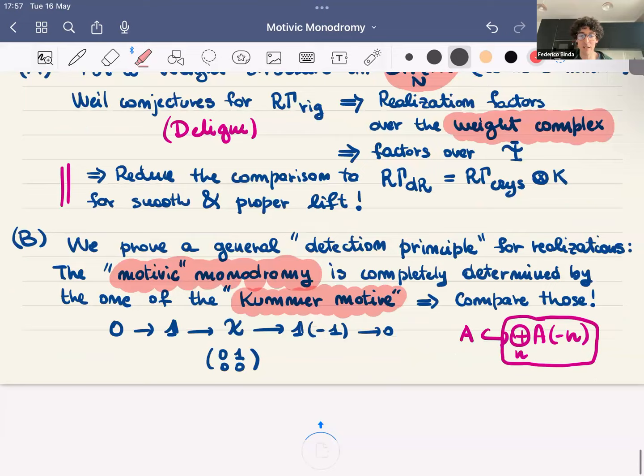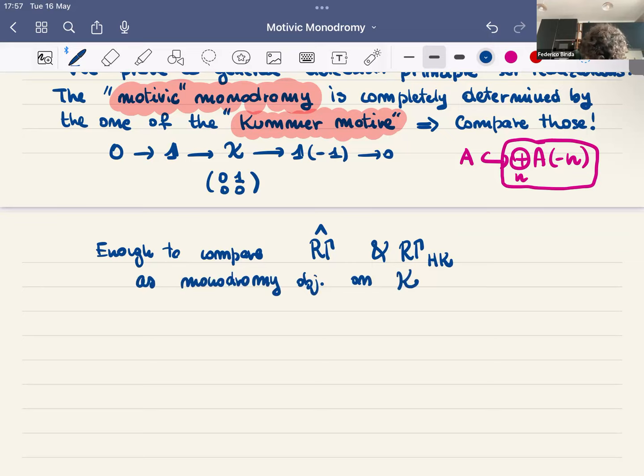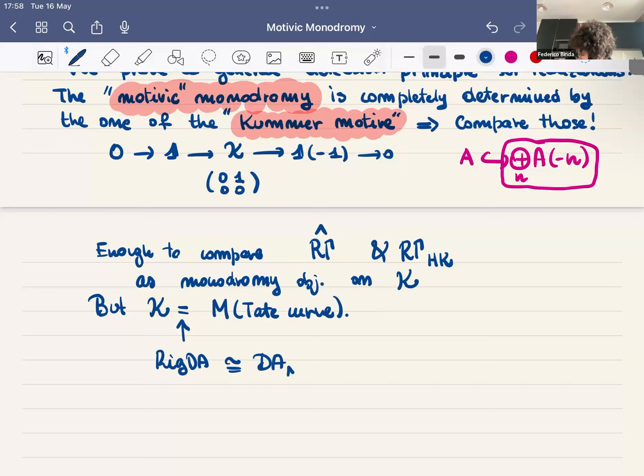realizations. So it's enough, let me write here, to compare our R gamma hat and the R gamma Hyodo-Kato as monodromy objects on K. But K is actually the motive of a Tate curve along the equivalence between rigid DA and DAN. So K lives here, this curly K, this Kummer object lives here, is an object with monodromy, and the motive of a Tate curve, so I should say the Tate curve, of course, is an analytic object, so lives here.